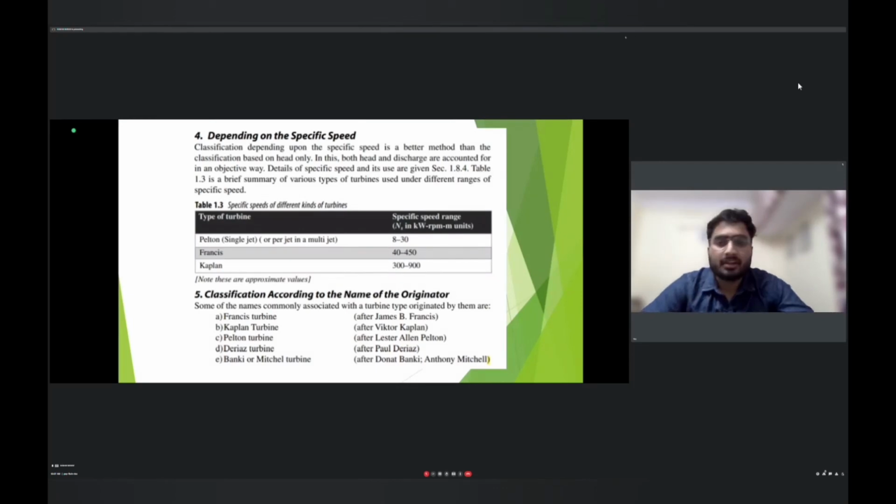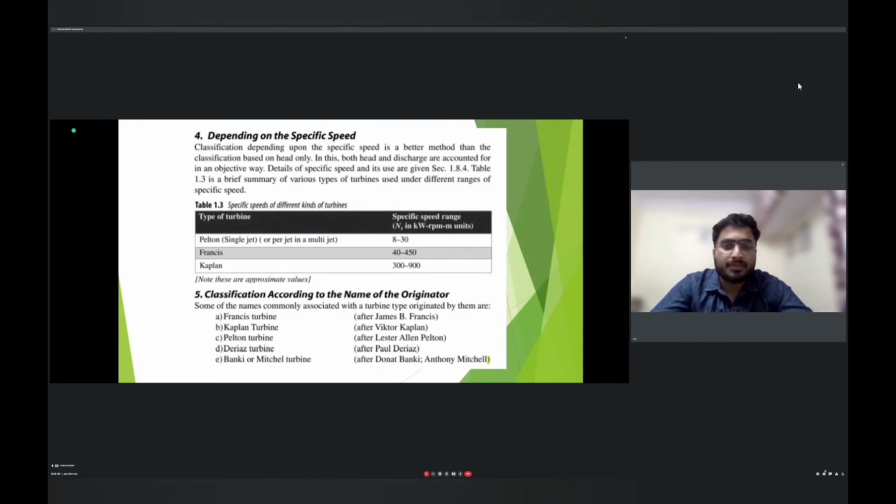So depending upon the specific speed also it could be classified. Classification depending upon the specific speed is a better method than classification based on the head only. In this, both head and discharge are accounted for in an objective way. Details of specific speed and its use are given in this table. Table 1.3 is a brief summary of various types of turbine used under different ranges of speed. So you can see in this table the specific speed of different kinds of turbine given.